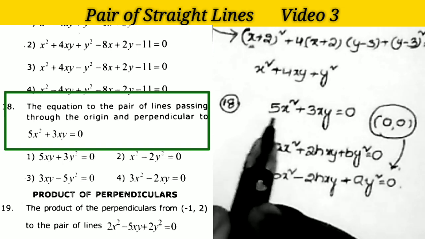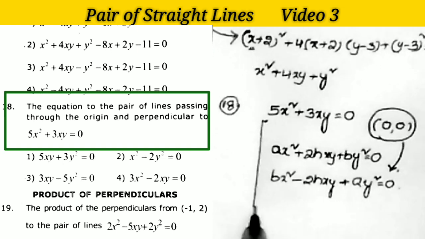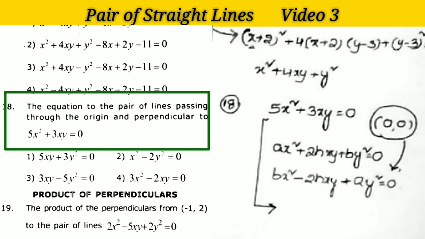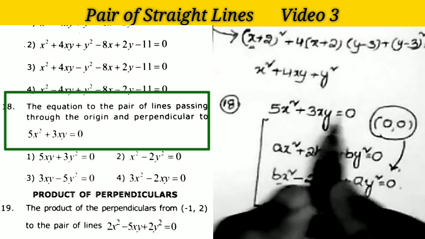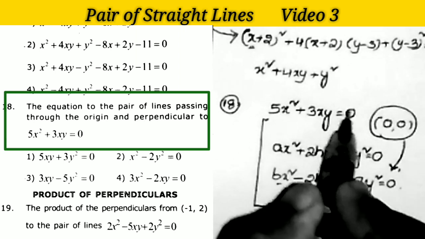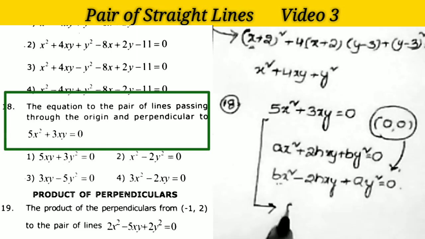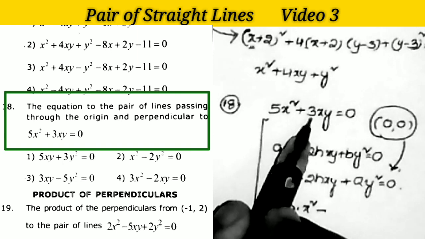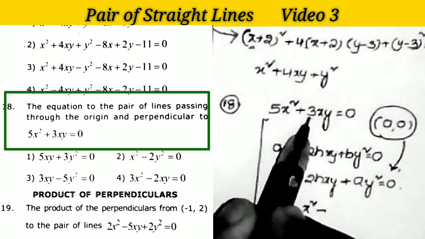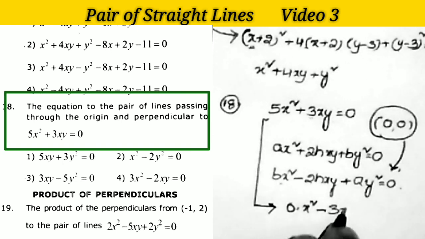This is the pair of straight lines perpendicular to the given equation and passing through the origin. Okay. Now what is the answer? We want the perpendicular equation of the given equation passing through the origin. Just simply replacing the values in this equation. bx square. From the given equation, what is the b value? There is no y square term here, that is b is equal to 0. Minus 2hxy, here 2h is equal to 3, so 3xy, plus a is equal to 5, 5y square is equal to 0.